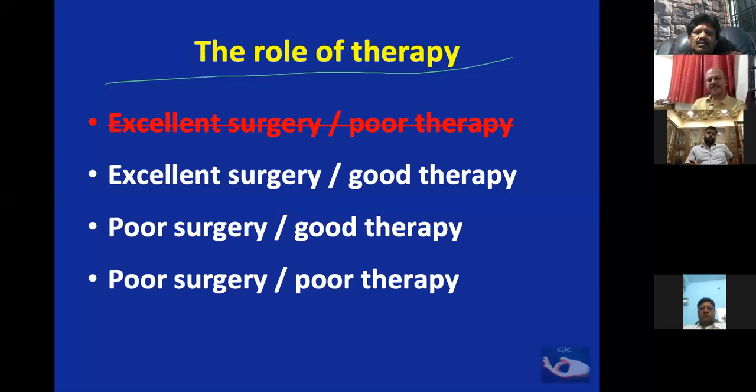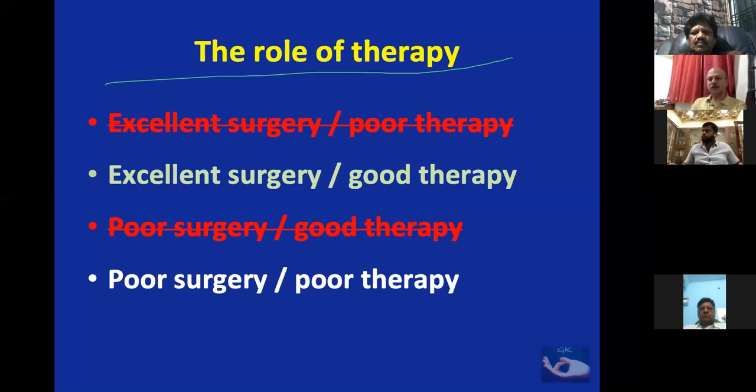An excellent surgery and excellent therapy, definitely, it's fantastic. You get a good result. Now, again, poor surgery and good therapy will not help you at all because your therapy is going to get it going to a certain extent, but if your basic surgery has not been good, your result, again, is not going to be good. And of course, obviously, poor surgery, poor therapy is not going to help you.